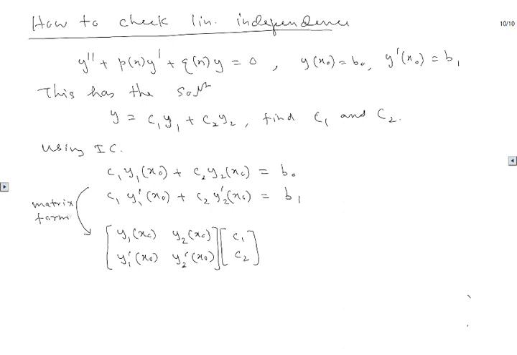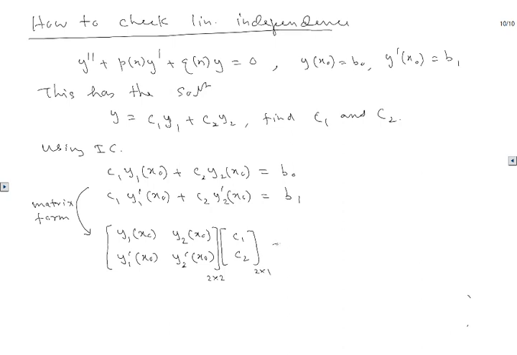So we put the coefficients and c1, c2. We had these two matrices. The first one is what we call a 2 by 2 matrix: there are 2 rows and 2 columns. This one is 2 rows and 1 column, so a 2 by 1 matrix.